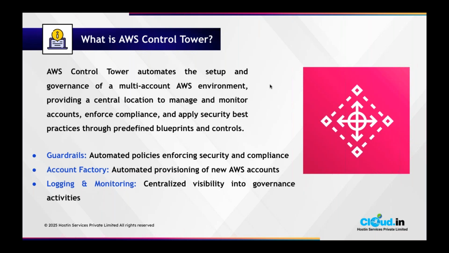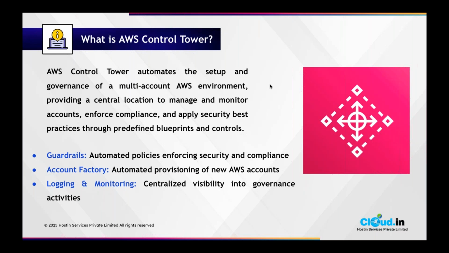So what are preventive guardrails? Preventive guardrails ensure that any risky or malicious actions are blocked before they happen. For example, you can prevent users from creating a public S3 bucket. You can restrict their access, reducing the risk of data leaks.